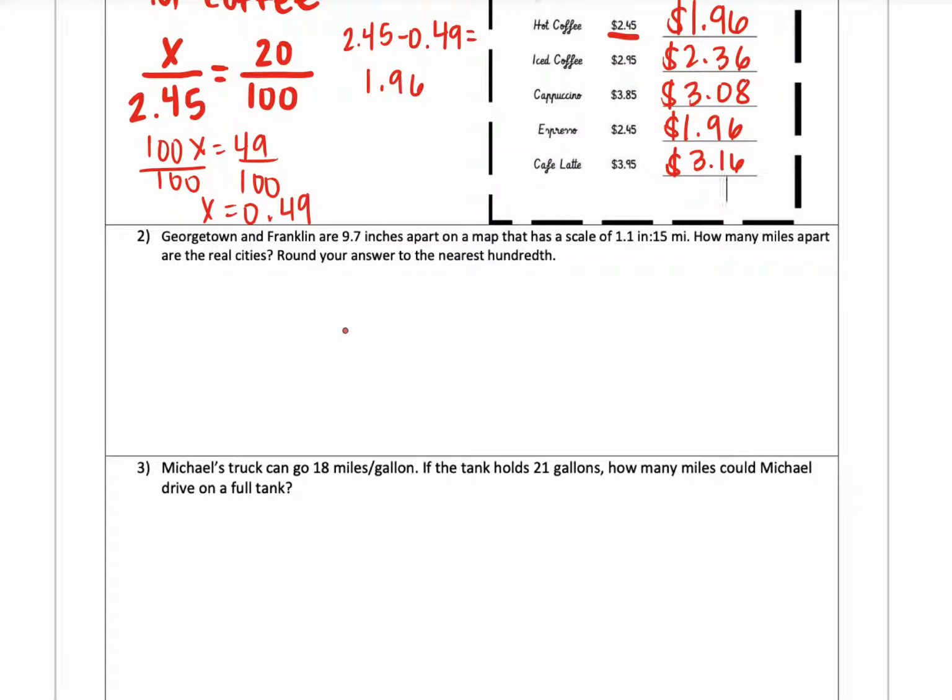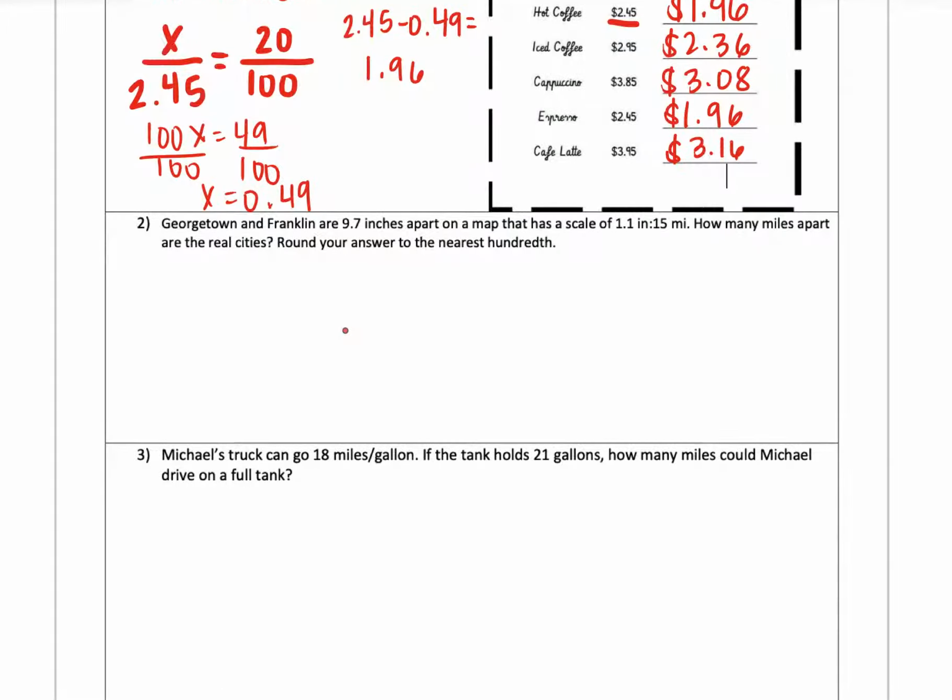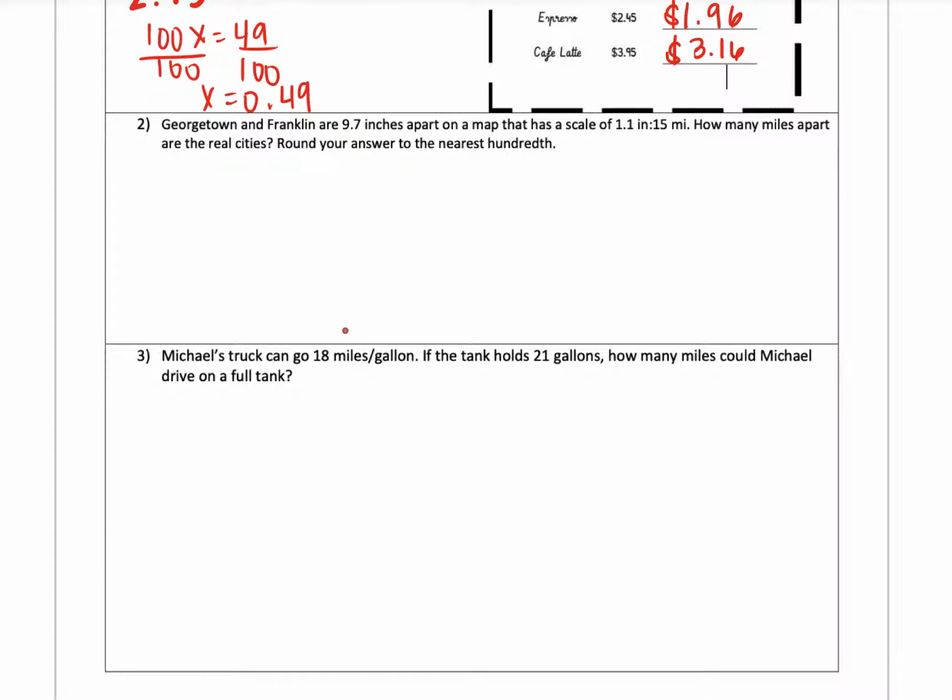So now in number 2, we have Georgetown and Franklin are 9.7 inches apart on a map that has a scale of 1.1 inches to 15 miles. How many miles apart are the real cities? Round your answer to the nearest hundredth. So we can set up with a blank proportion here, and the units that they're talking about are inches and miles. So if I put inches on top on this side, I need to put inches on top on the other side. And then I can go back through and fill in the numbers that I need.